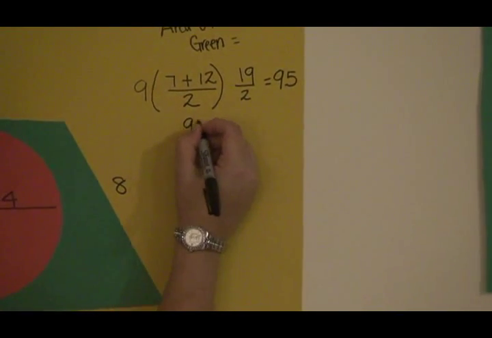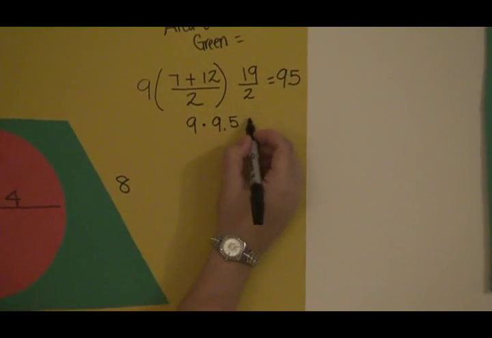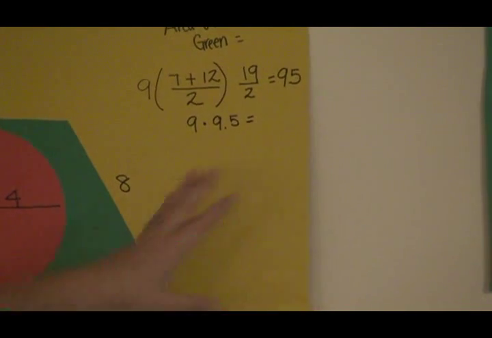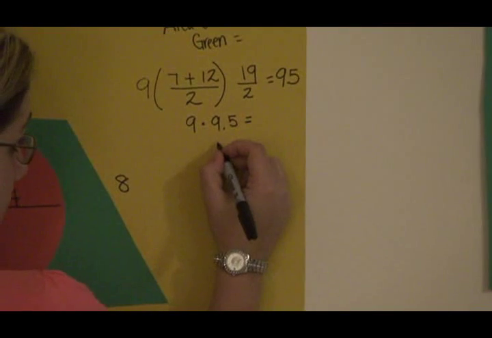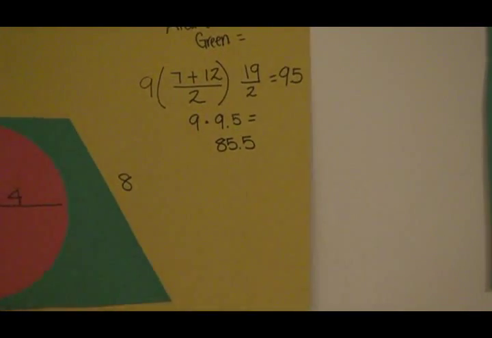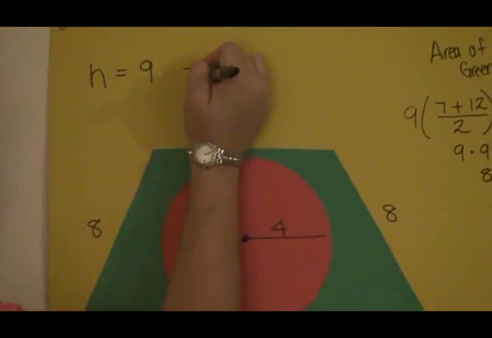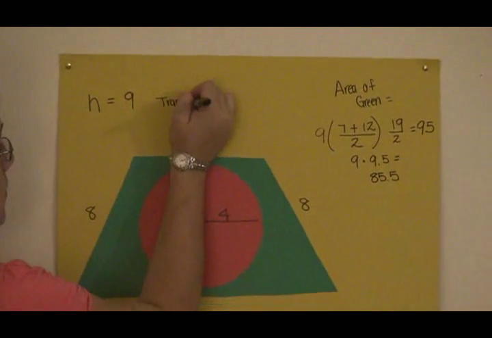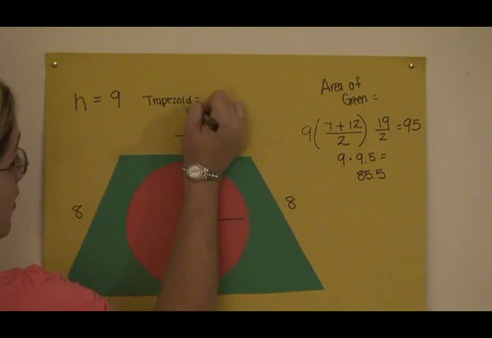So now we need to go ahead and continue. We have 9 times 9.5. And the number that we get here is 85.5. So we know the area of our trapezoid is equal to 85.5.